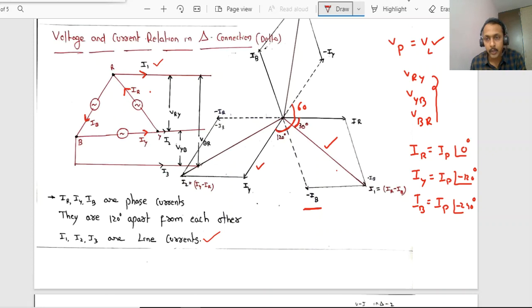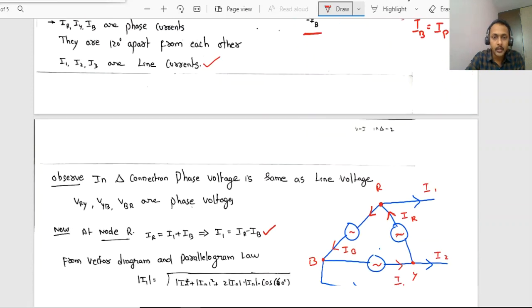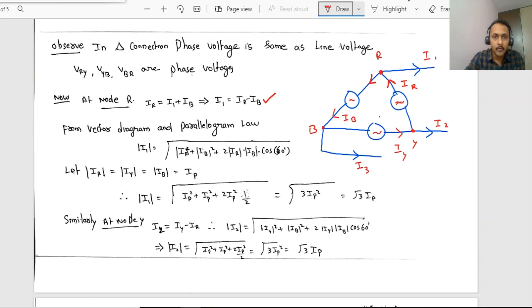We want its magnitude, I1 magnitude. I1 will be how much? Square root of, observe here from the vector diagram, by applying the parallelogram law, IR square plus IB square plus 2 IR IB cosine of the angle between IR and IB, cos 60 degrees. Right? But the magnitude of IR, IY and IB, let it be denoted with the letter IP. They are the phase currents. They will have the same magnitude, but angle-wise they will be 120 degrees apart from each other.